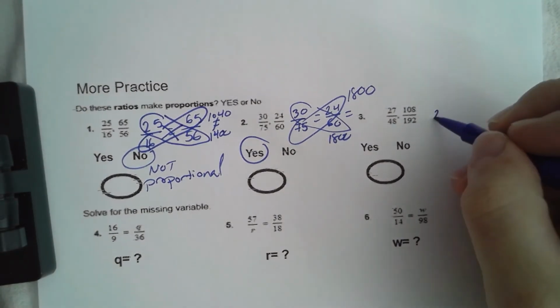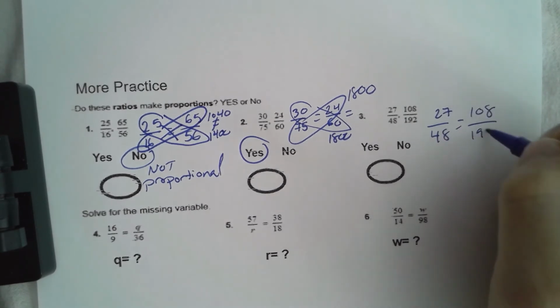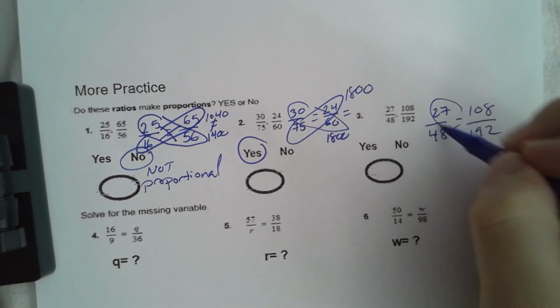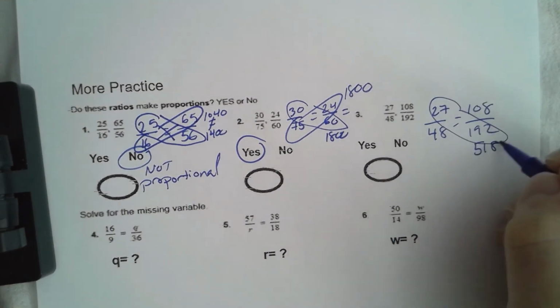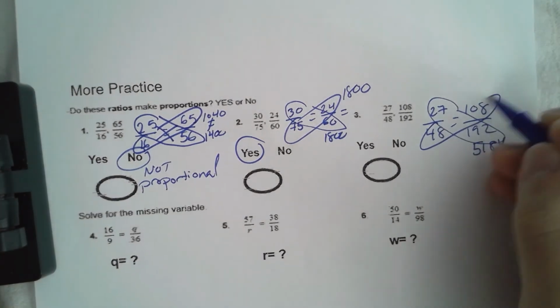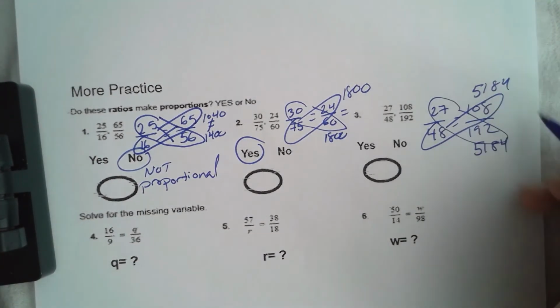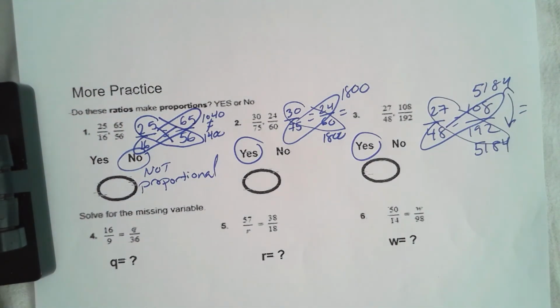Okay, last one. I have 27 over 48 equals 108 over 192. First, I'm going to cross multiply these. 27 times 192 is 5,184. And then I do 108 times 48. I got 5,184. These two guys are equal, so yes, these are proportional.